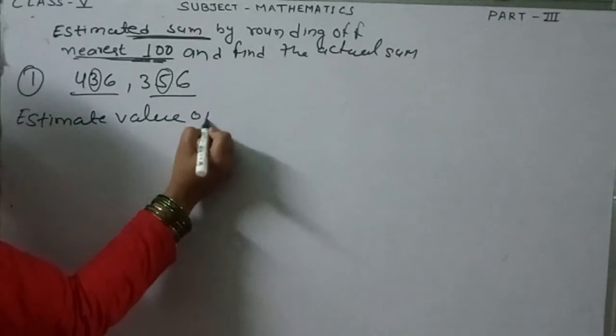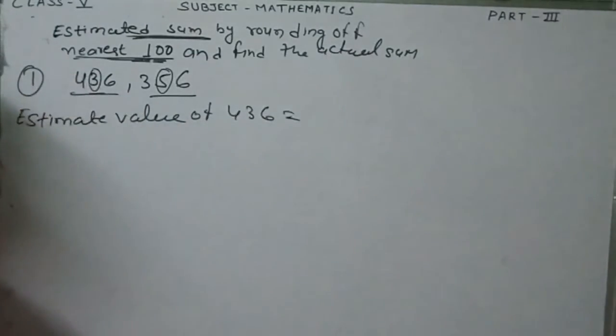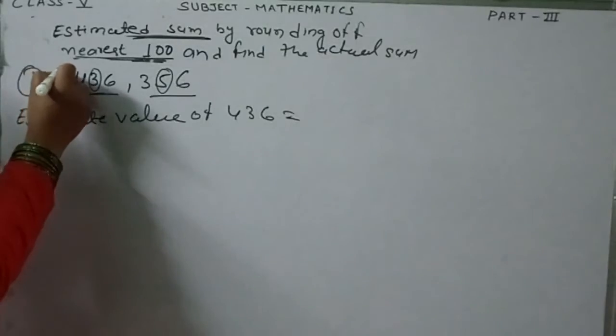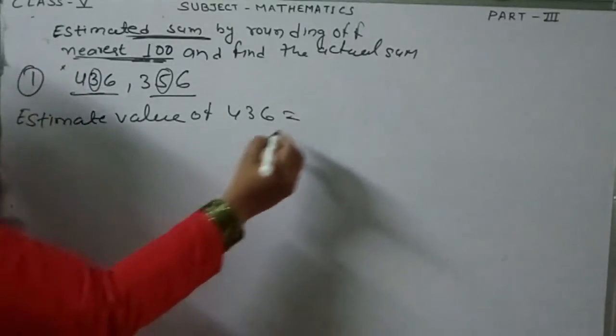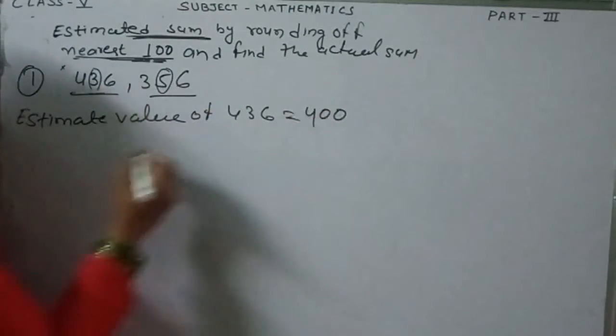Now here the tens digit is 3. Is 3 more than 5 or less than 5? It is less than 5. So no need to add 1 here. So simply you write 4 and after this both will be 0, 0.